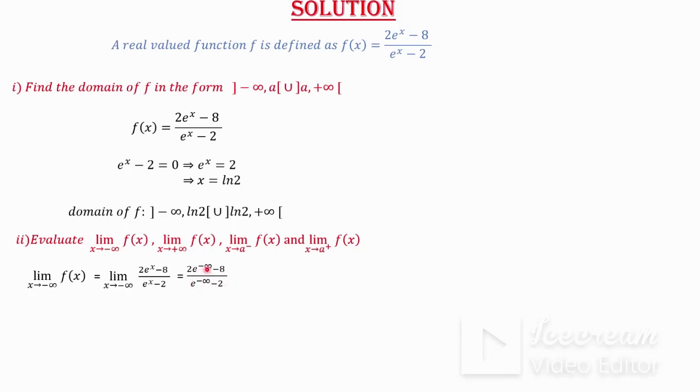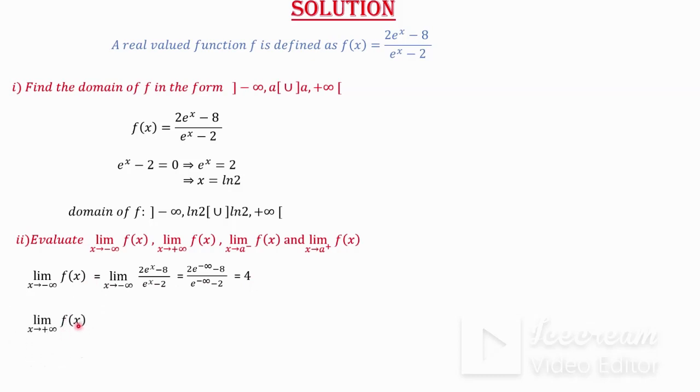Now exponential of negative infinity tends to 0. So in the numerator we are going to obtain 2 times 0 minus 8, which gives us negative 8, and in the denominator we obtain 0 minus 2, which gives us negative 2. So we have negative 8 divided by negative 2. We get our limit to be equal to 4. That is, the limit of f of x as x tends to negative infinity is equal to 4.